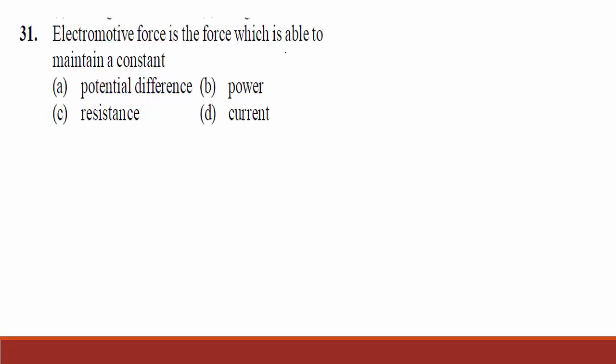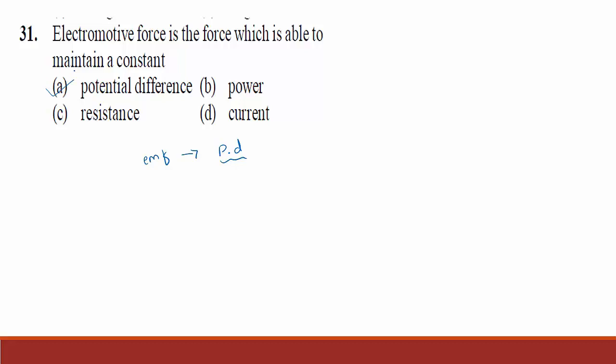Electromotive force is a force which is able to maintain a constant potential difference. Electromotive force is generally, in short, written as EMF. This electromotive force comes from the chemical reaction that takes place in the battery, right? So this EMF maintains constant potential difference, and this force is produced from the chemical reaction that takes place in the battery.